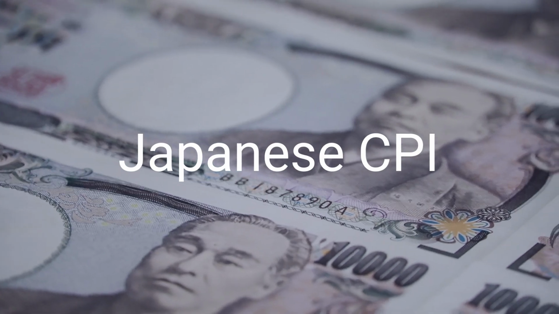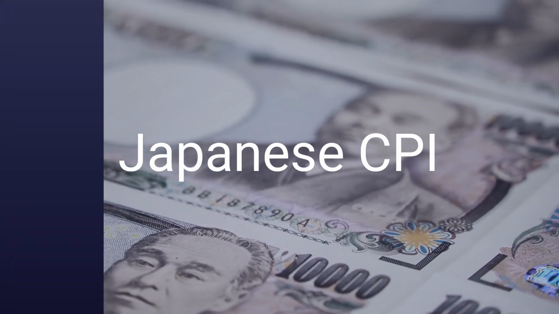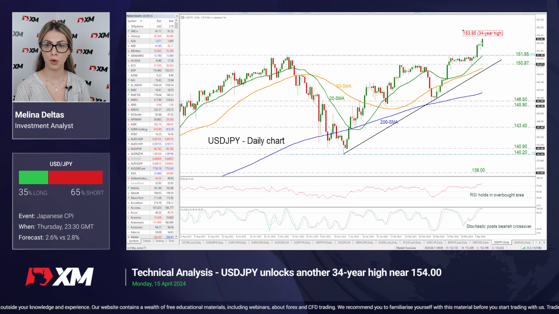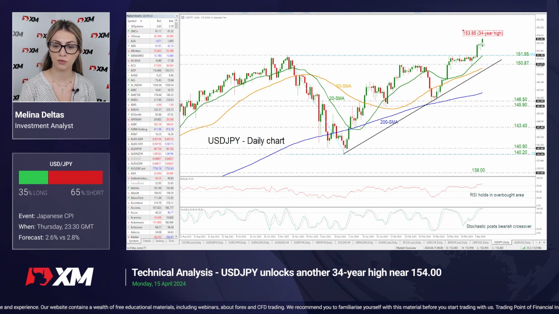Now turning to the Japanese CPI data on Friday, expected to fall to 2.6% from 2.8%, and we can see now that dollar yen is creating another new high around the 153.95 level, which is a new 34-year high.